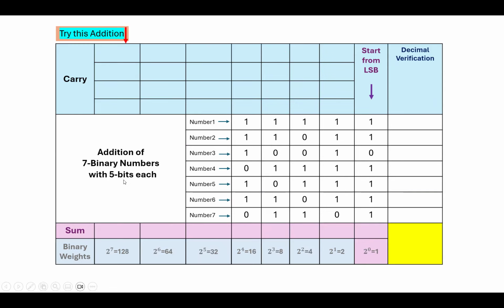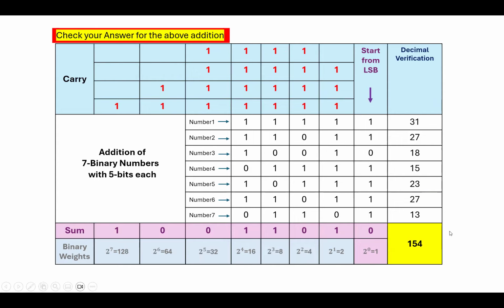7 binary numbers. Here I have given 7 binary numbers with 5 bits each. All of you try this addition. First you should try to solve this problem. Later you should check with my answer.